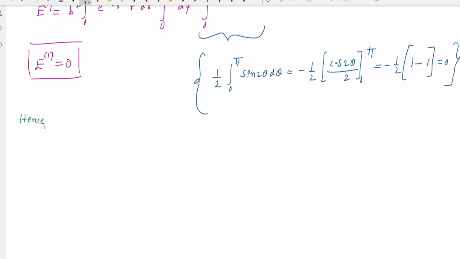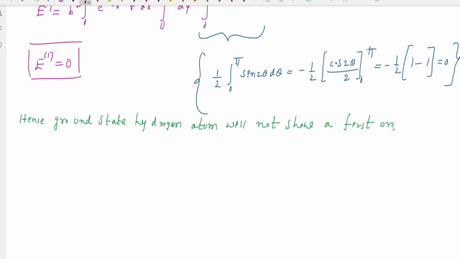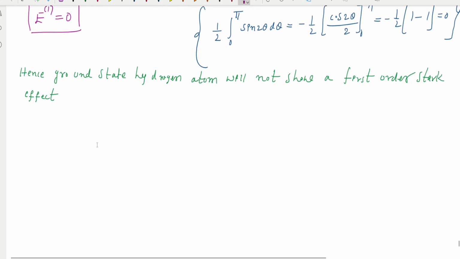Hence, the ground state hydrogen atom will not show a first order Stark effect. This is very, very important.